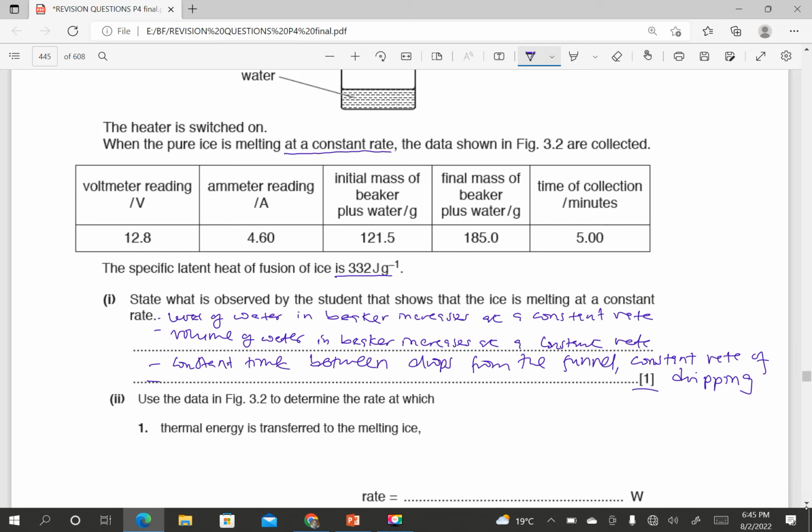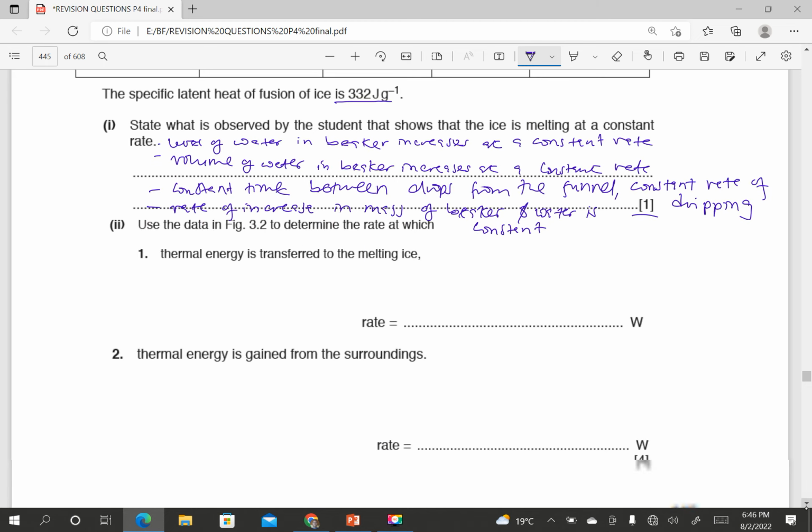Or we can say the rate of increase in mass of the beaker plus the water is constant. The rate of increase in mass of the beaker and water is constant. Okay, that one is finished.